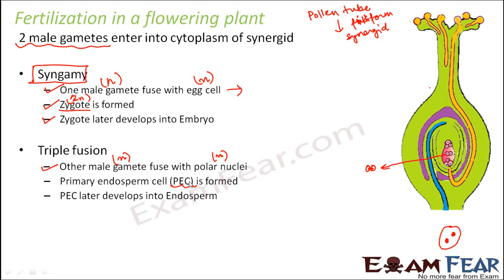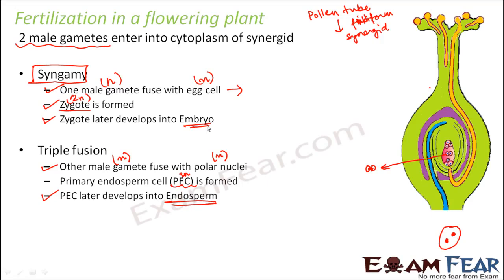Now what will be the ploidy of this PEC? Here 3 haploid nuclei are fusing together. So it will not be diploid, but it will be triploid. That is, it is going to be 3N. That is triploid. Right? Okay. Now this PEC will later develop into the endosperm. And what is endosperm? Endosperm is that part which provides nutrition to the embryo. So embryo needs something, like the zygote will develop into embryo, and the embryo will gradually grow to form a seedling, then a plant, right?